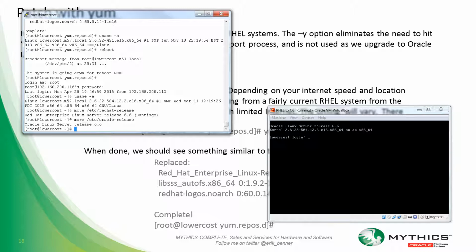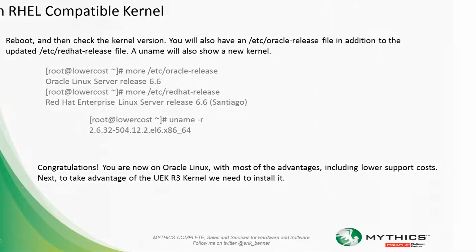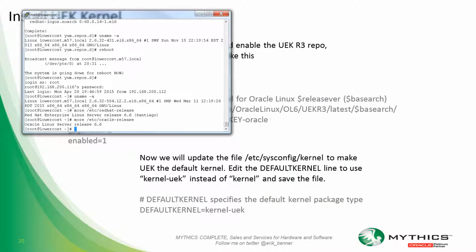So at this point, we are on Oracle Linux. We're simply with the compatible kernel. So the next thing we're going to do is go to the UEK kernel. You really want the performance advantages of the UEK, and for the future, I want to be able to patch the system with Ksplice. So the first thing I'm going to do is go into my repository file, and I'm going to turn on the UEK R3 kernel, enable it, and then I'm going to make a change to my etc sysconfig kernel to actually tell the system to use the UEK.